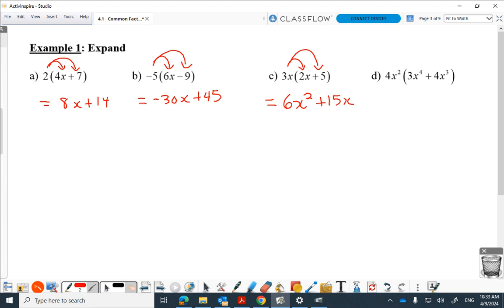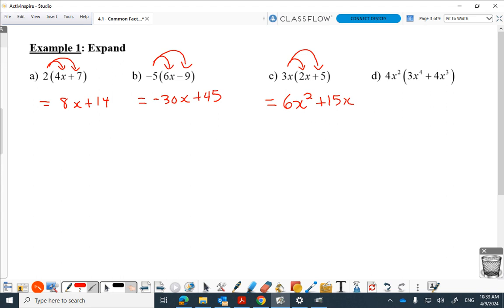Incidentally, our job today is to take expressions like the ones you see in red and go backwards and say, where did this come from? How did it become this? Why do we want to do that? Well, you'll see. It'll be valuable to us when we're doing quadratics to be able to go backwards in these.